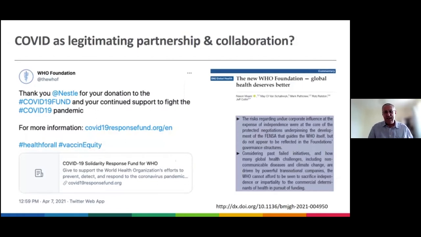What I think is particularly interesting in this context is the idea that COVID is seen as increasing the financial imperative for partnership because of finance constraints, but also as legitimating new, maybe more contentious partnerships and collaborations. So a number of you may have heard about the new WHO Foundation, which has essentially been created in order to generate resources from commercial actors and other sources that WHO itself has found difficult to engage with for a number of reasons. And there was quite a bit of attention recently to the WHO Foundation accepting a donation from Nestle, notwithstanding Nestle's very long history of breaching the International Infant Formula Code. And I think it's not a coincidence that it was COVID-19 that was seen as legitimating this sort of function.